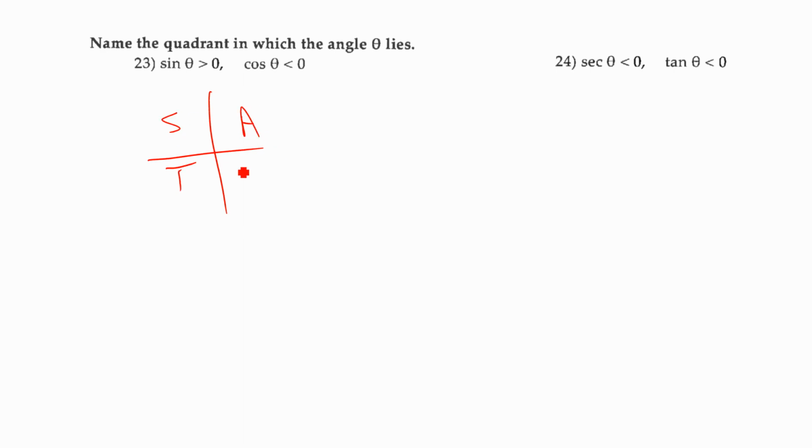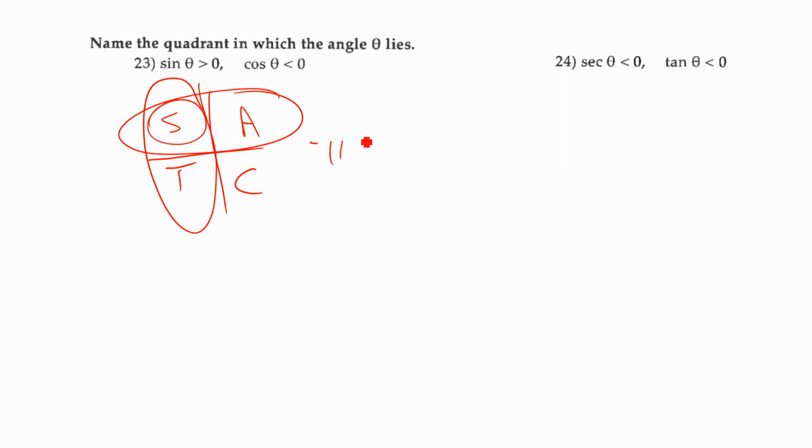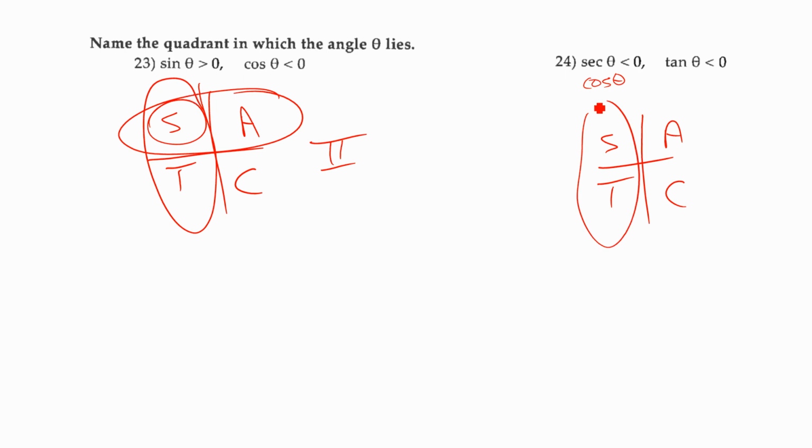All students take calculus. If sine is positive, it's one of those. If cosine is negative, it's one of those. So what's the overlap? Right here, we are in quadrant 2. Secant, which is the flip of cosine, is negative. All students take calculus. Cosine is negative in these two quadrants. Tangent is also negative. Tangent is negative in these two quadrants. So our answer is also quadrant 2.